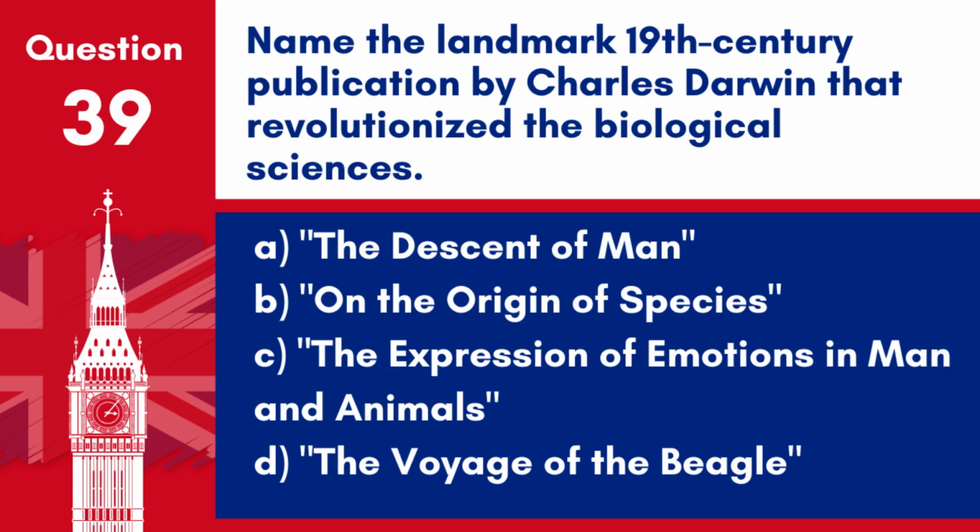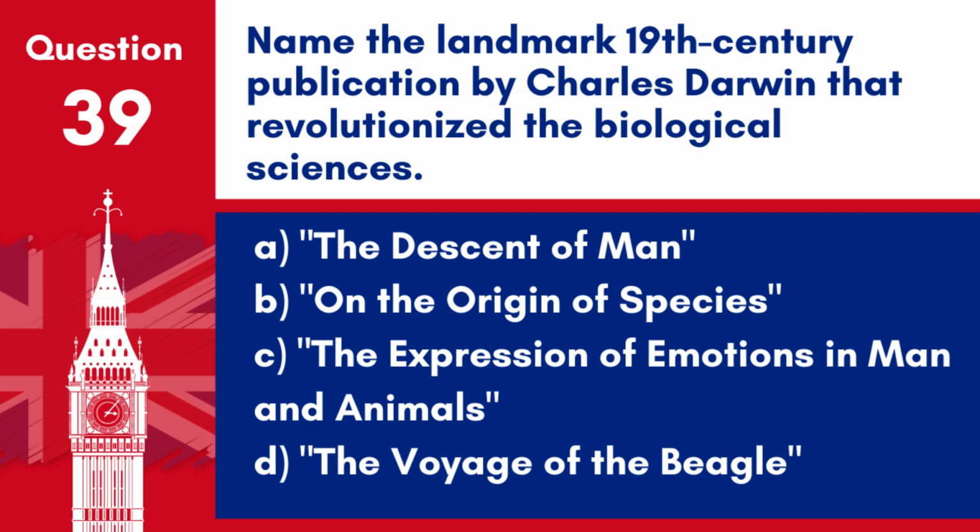Question 39. Name the landmark 19th century publication by Charles Darwin that revolutionized the biological sciences. A. The Descent of Man. B. On the Origin of Species. C. The Expression of Emotions in Man and Animals.